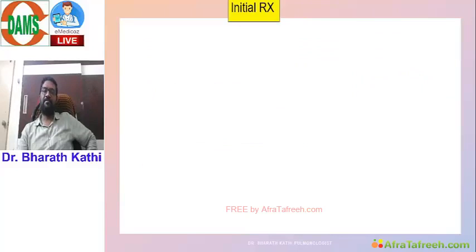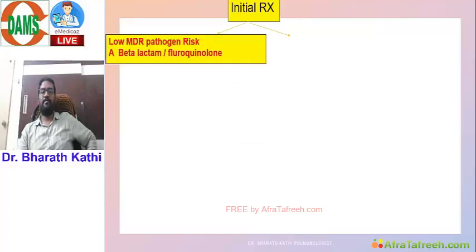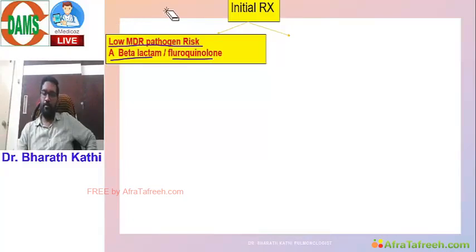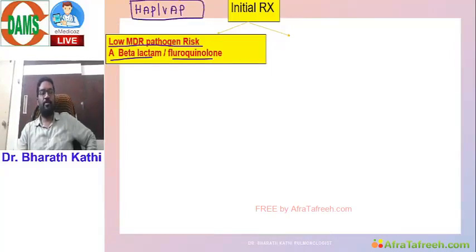Now coming to the initial treatment before the culture reports can arrive. Initial treatment depends on whether it is a low MDR pathogen risk. If the patient is having HAP or VAP and the MDR pathogen risk is low, you can just give a simple beta-lactam or fluoroquinolone. In this situation, a beta-lactam or fluoroquinolone will be sufficient. The treatment that I am discussing is common for both HAP and VAP. It is the general treatment for nosocomial pneumonia.